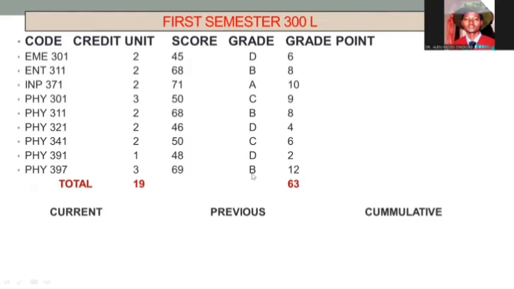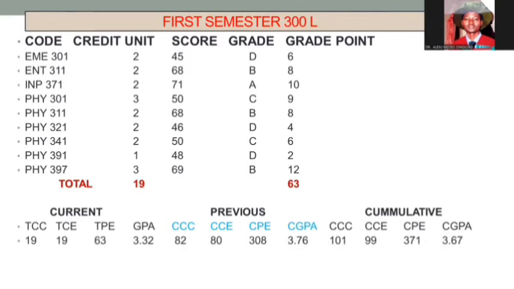Then another course, a 3-unit course, score 69. Oh, why not 70? Just 1 point to be 70. Score B, 12 points. B is 4, 4 times 3 is 12. Assuming it's A, it will be what? 5 times 3, which is 15. So the total points he earned is what? 63. The total credit registered is 19.